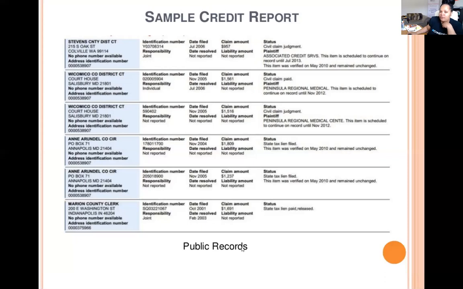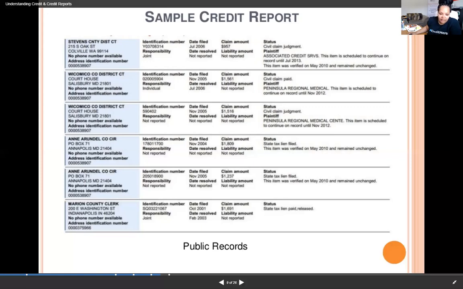So, severe financial blunders, not criminal history. Keep that in mind. I don't know if you know this or not, but criminal history is not going to appear on your credit report. So it's best to keep this section clear.